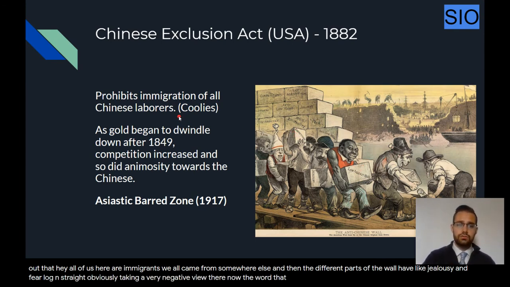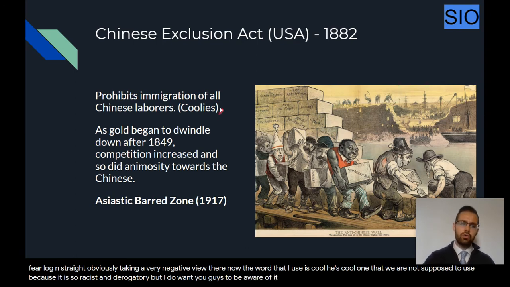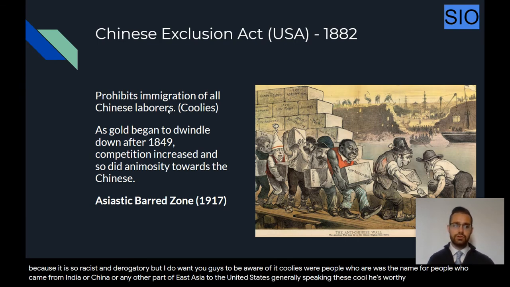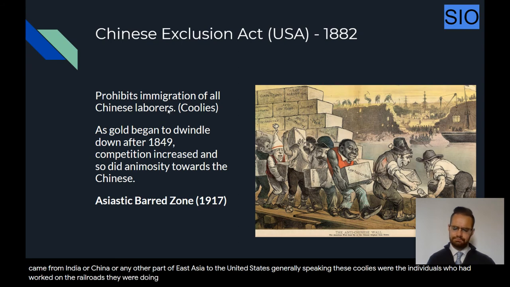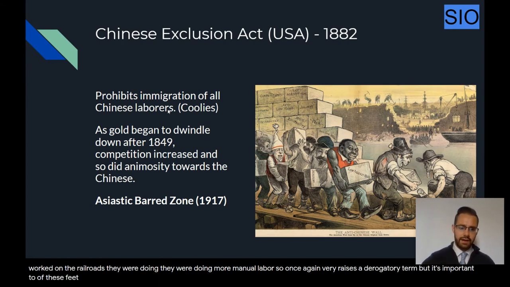Now, the word that I use is coolies. Coolies is a racist and derogatory phrase and one that we are not supposed to use because it is so racist and derogatory. But I do want you guys to be aware of it. Coolies was the name for people who came from India or China or any other part of East Asia to the United States. Generally speaking, these coolies were the individuals who would work on the railroads. They were doing more manual labor. So once again, very racist and derogatory term, but it's important to at least be aware of that.